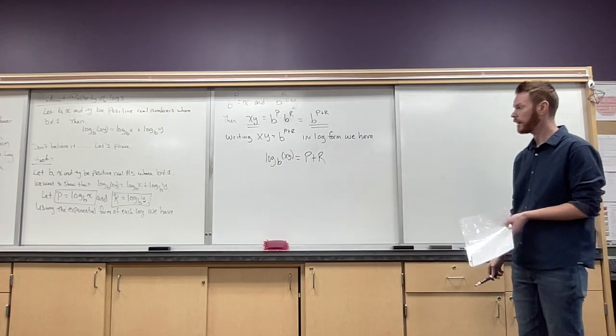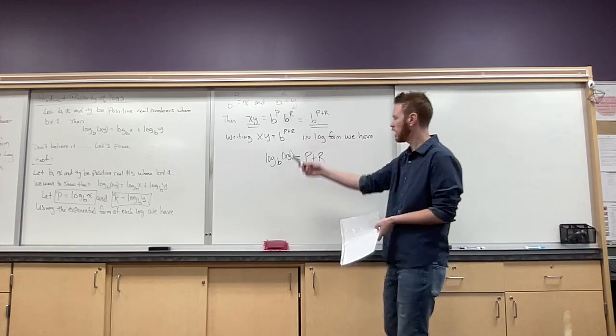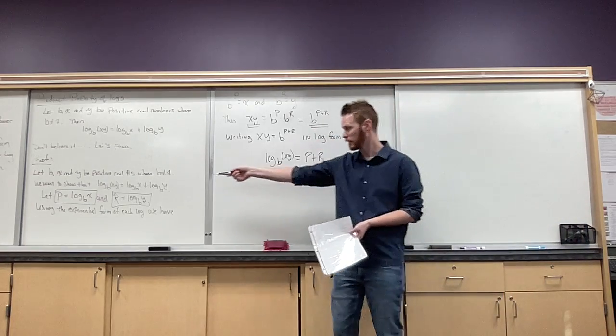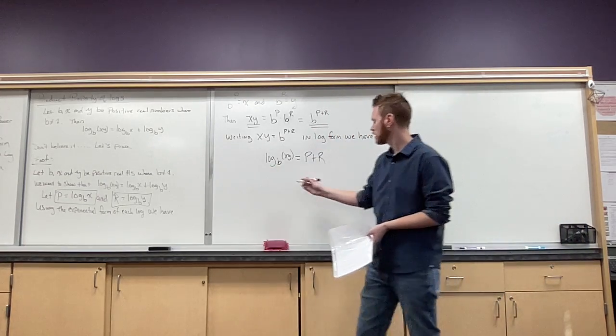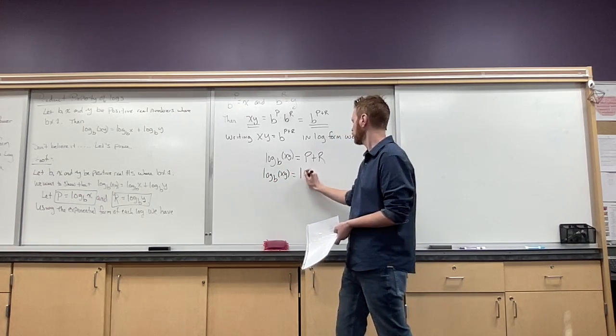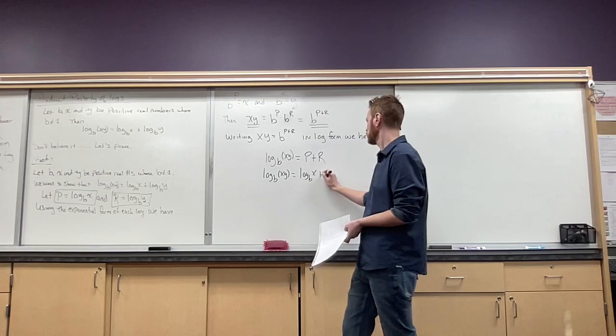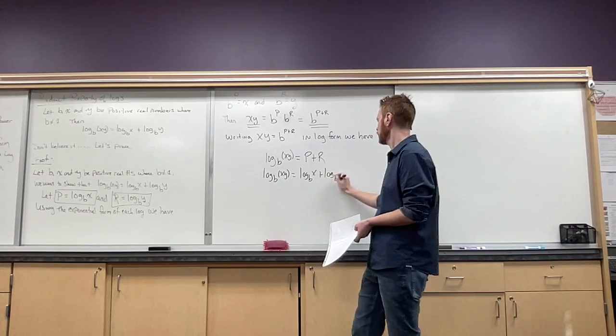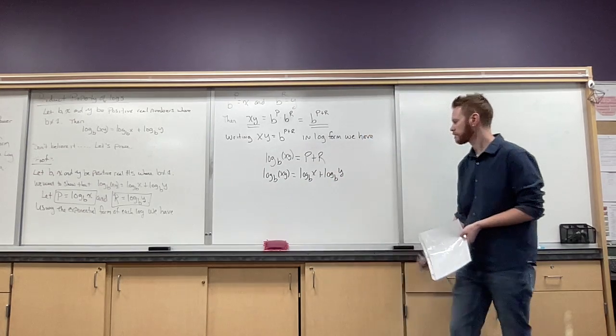So now for my last step, because this doesn't quite look like my property, but remember, p and r represent something. What's in those purple boxes? So therefore, log base b of xy is equal to what we wanted. This is just me substituting what p and r are.